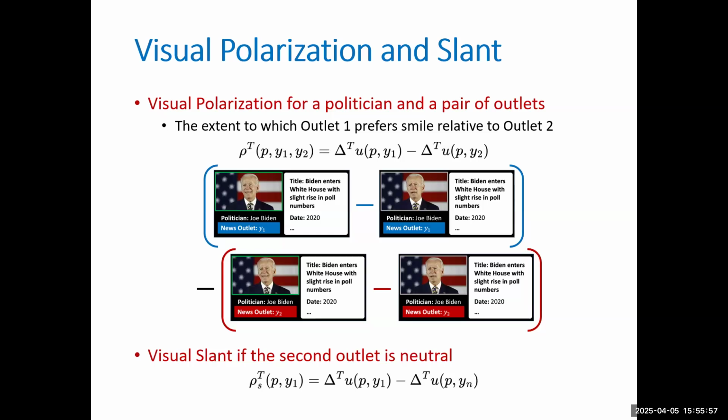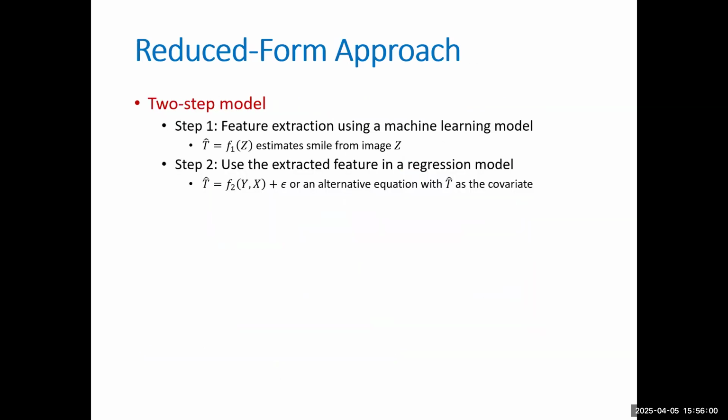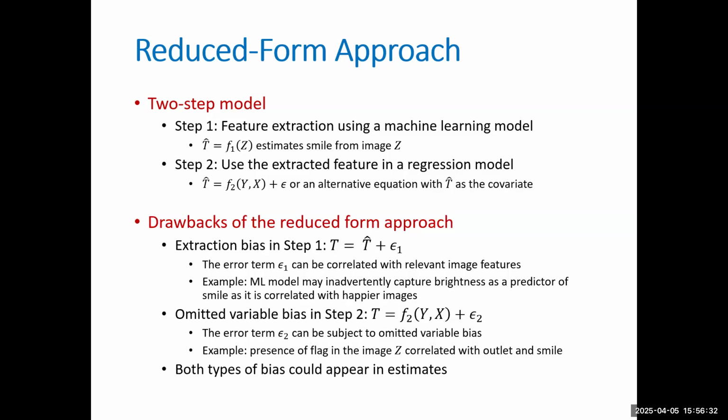Just to show, one way to measure this is to use a reduced form approach model. The first step is you extract the feature, f1 of z, where z is the image, and you extract the feature, like the person has a smile, with the t hat. Then in the second step, you put it inside a reduced form model with the specification that you have. In this case, let's say you regress the estimated smile on some function of y and x for a certain politician. I'm going to talk about some of the drawbacks of this approach and why we are not using it.